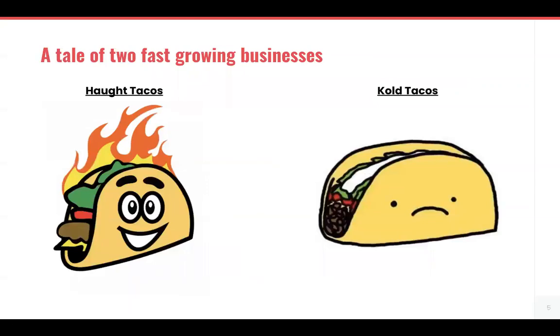Today, we're going to see the story of two fast-growing businesses. Cold Tacos is using Snowflake for marketing data analytics. They're a fast-growing taco business, and they did a Snowflake POC. It was successful, and they moved into production. They're provisioning all the objects manually because that's what they did in the POC.